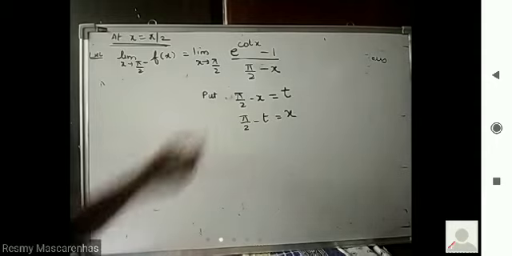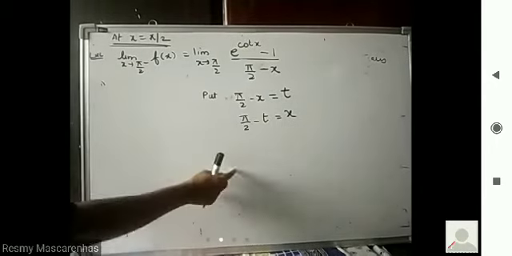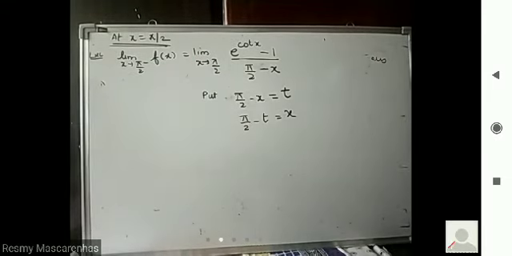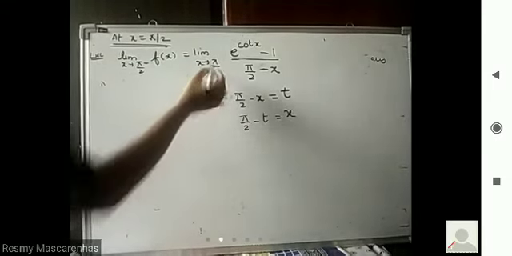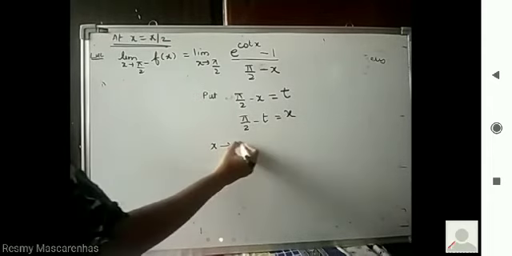Now whenever I substitute, everything should be in terms of t next. So even this value should be in terms of t. So what I have to do, I have to check. This way, these are fixed steps. Now x is given as pi by 2.